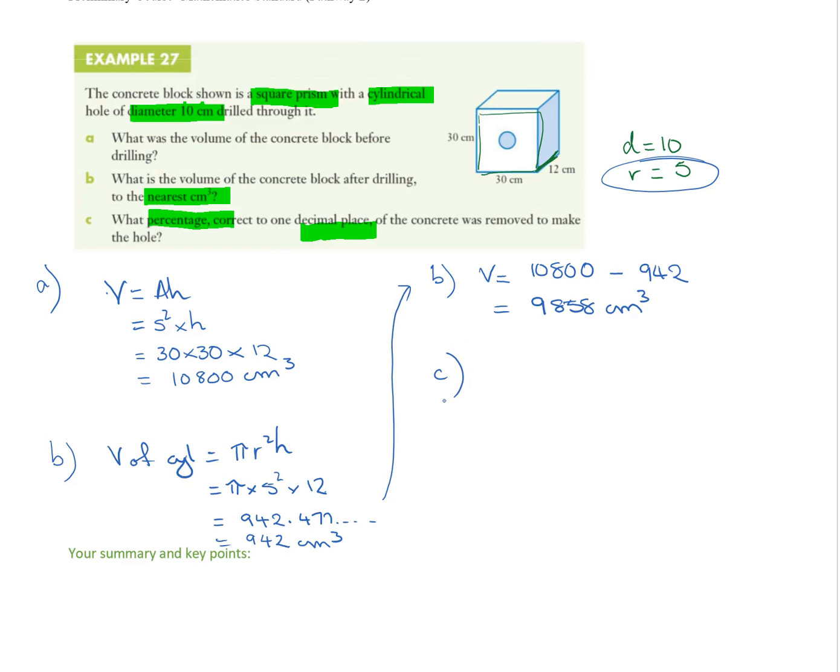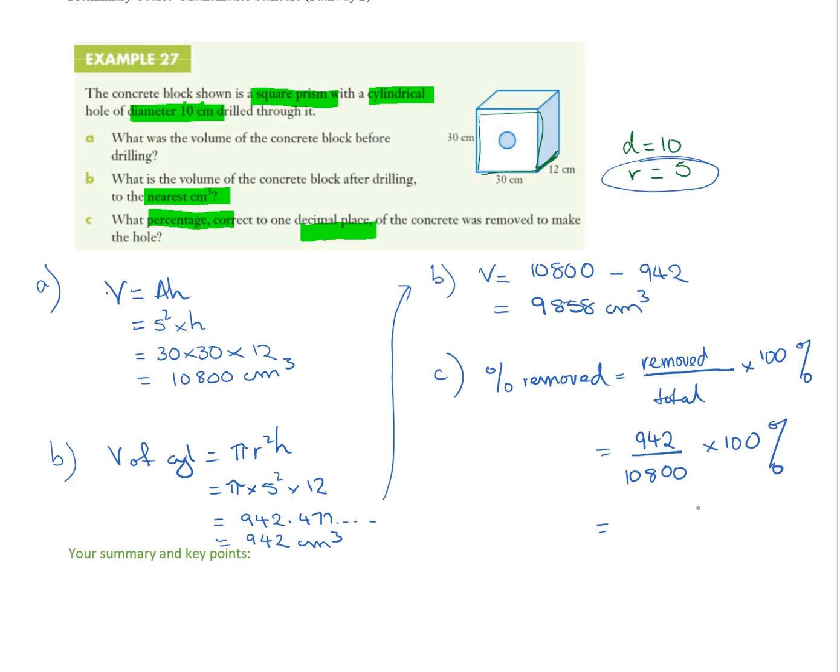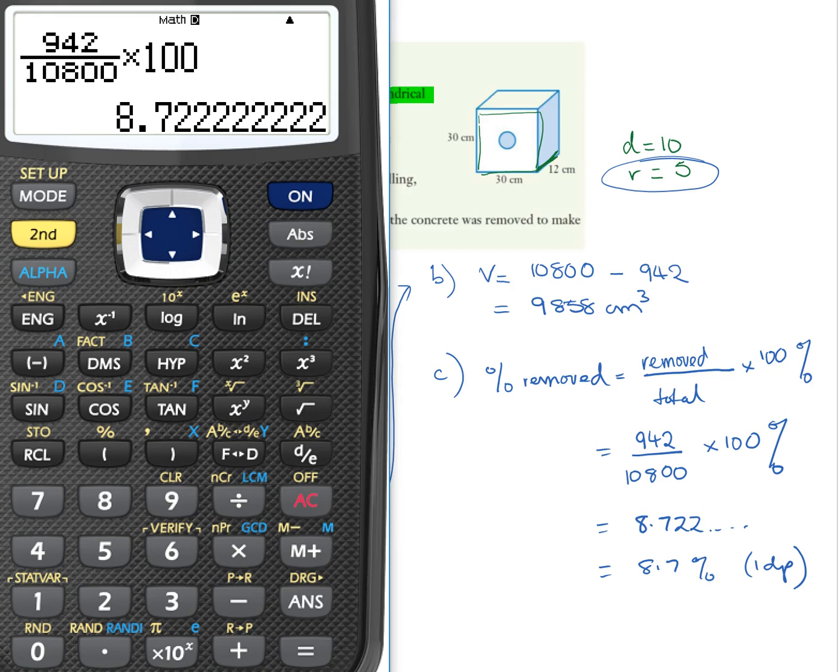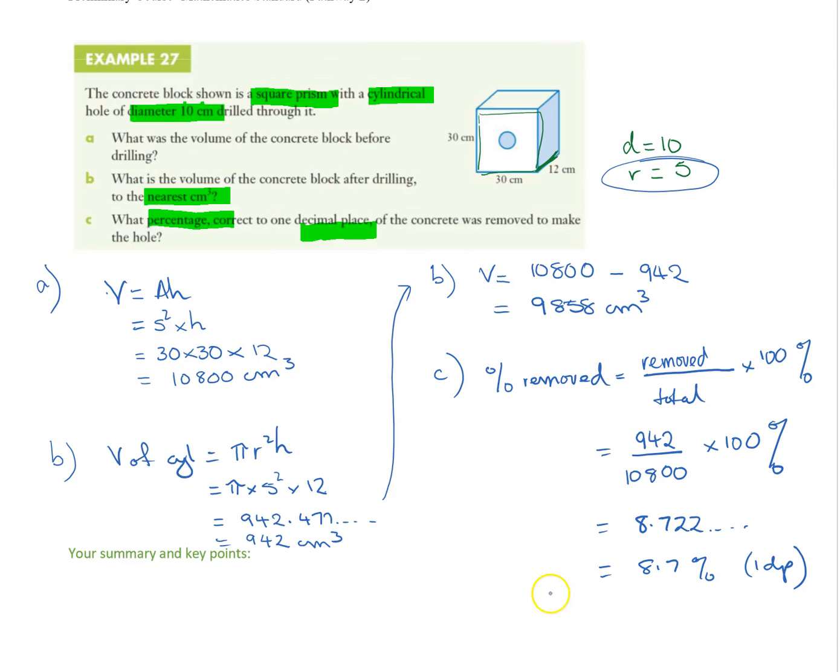C. What percentage, correct to 1 decimal place, of the concrete was removed? So the percentage removed. Remember, before you get a percentage, you must have a fraction. We want the amount removed over the total. That will create our fraction, and we multiply by 100. So the amount removed was this 942. The total that was originally there was our 10,800, and we multiply by 100. And that is our 942 on 10,800 multiplied by 100. 8.72 repeating, to 1 decimal place will be 8.7%.